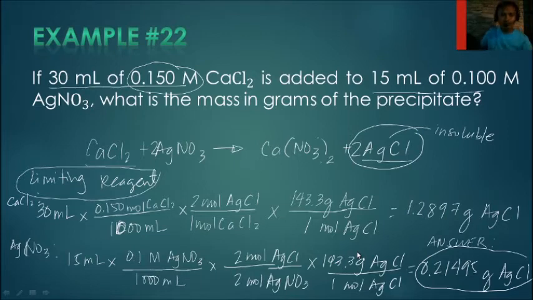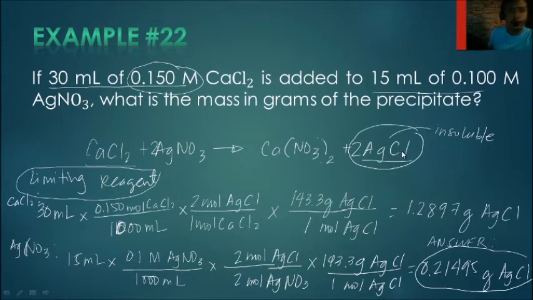Now, let's go to this example number 22. So, if 30 ml of 0.150 M of calcium chloride is added to 15 ml of 0.1 M of silver nitrate, what will be the mass in grams of the precipitate? Okay. So, dito, given po yung mga parameters ng reactants, which are the calcium chloride and the silver nitrate. So, ang gagawin naman next natin dito is to formulate the chemical equation which will be the calcium nitrate and the silver chloride as the products.